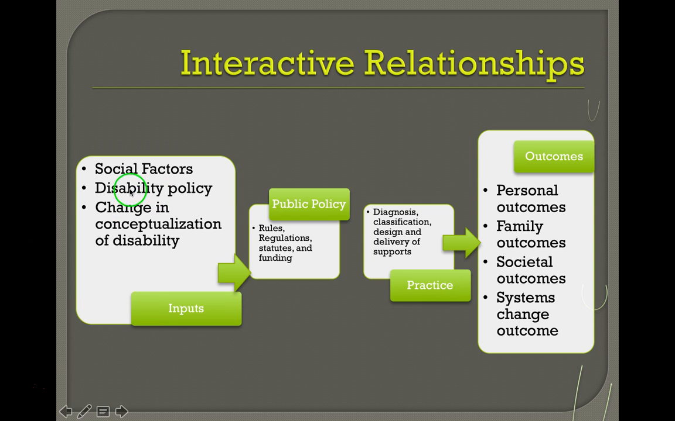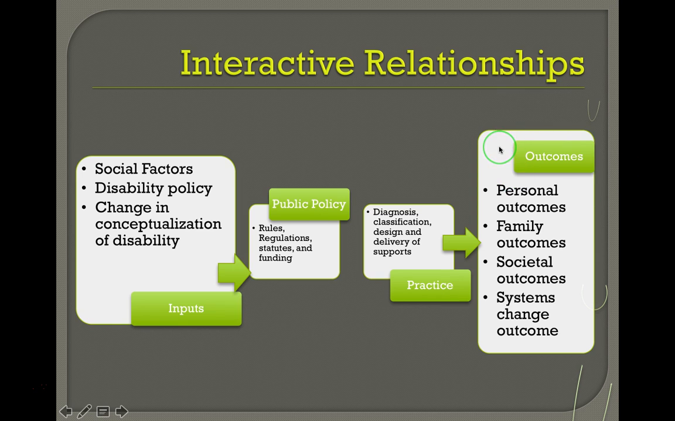What are the social factors, disability policy, and our change in conceptualization of disability? How does that help inform public policy? Public policy is rules, regulations, statutes, and how funding is allocated. These inputs directly affect public policy, which then helps inform our practice when working with individuals with intellectual disability. That can involve diagnosis, classification, and also help inform the design and delivery of supports that we give to our population.